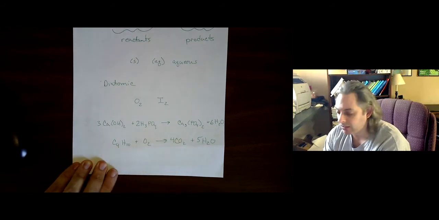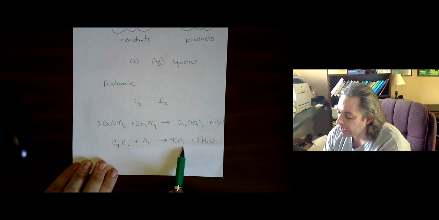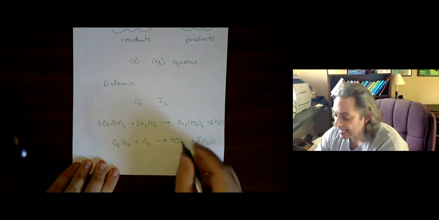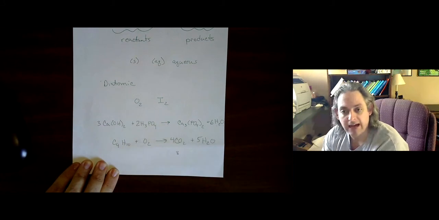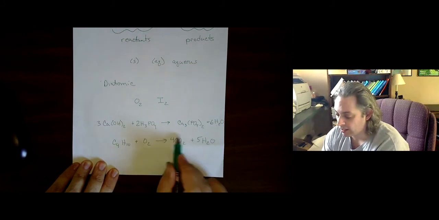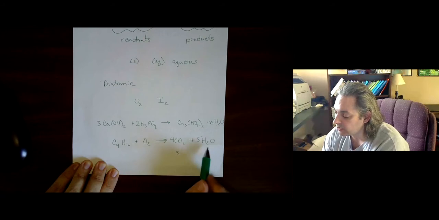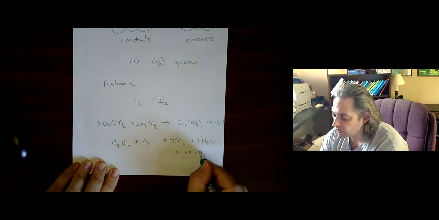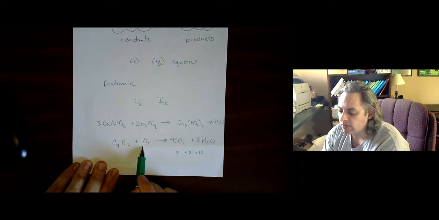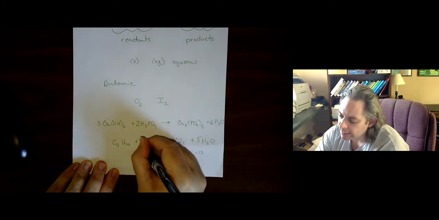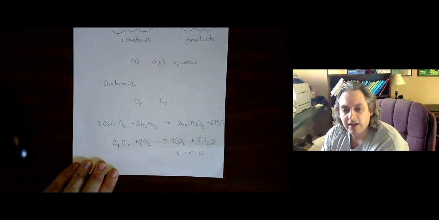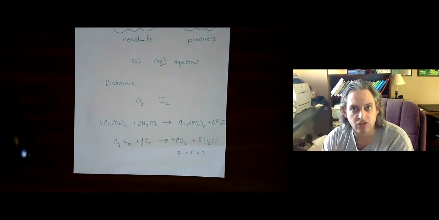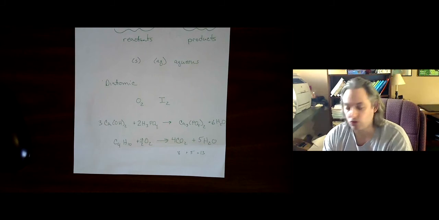Now what about the oxygens? Here we have 4 CO2s, so that tells us we have a total of 8 oxygen atoms for that particular portion. And then for this one, we have 5 oxygen atoms. Now 8 plus 5 gives us 13. So to get 13 over here, we would have to write 13 over 2. Now, it's never a good idea to have a fraction as a coefficient. We do not want fractions for coefficients.